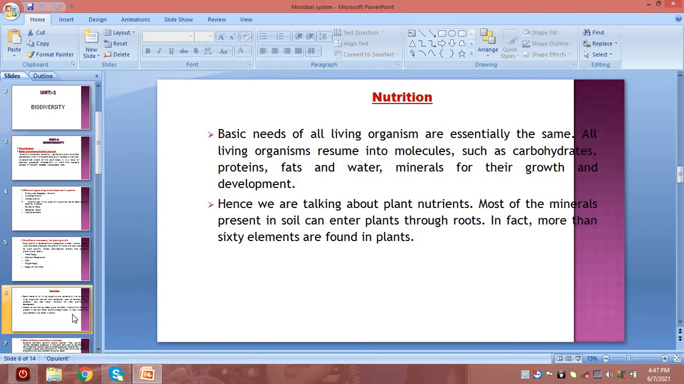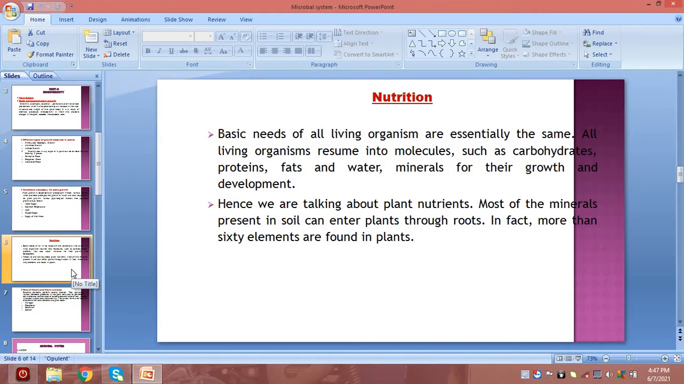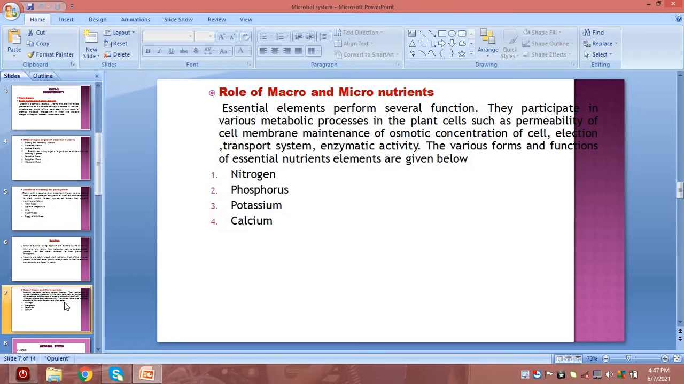Nutrition. The process of nutrition is the uptake of nutrients, or the elements or minerals for growth and development, which is taken by the plants from the soil. We have also seen the role of the macro and micronutrients. Nutrients are important, and they perform specific functions, different activities in the plant.